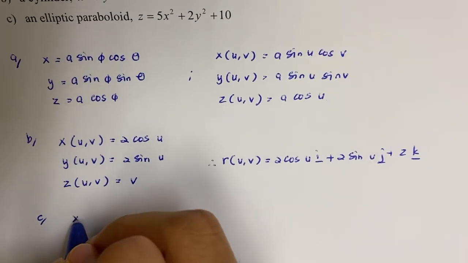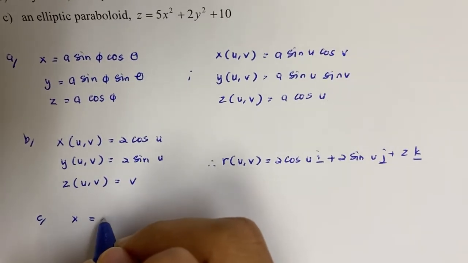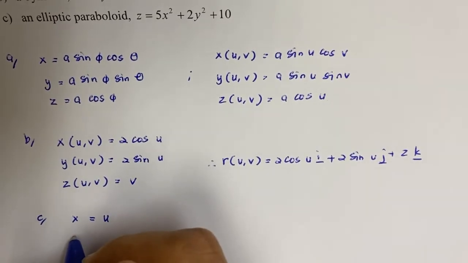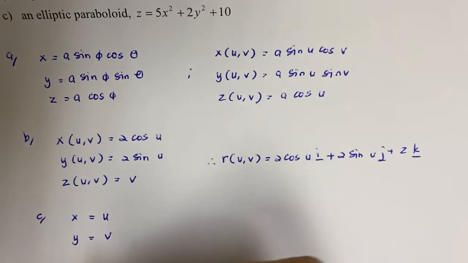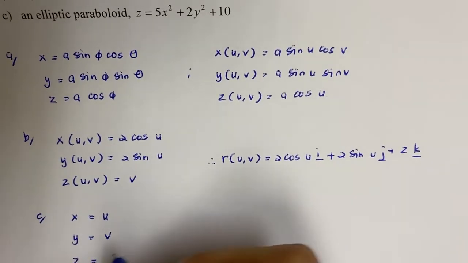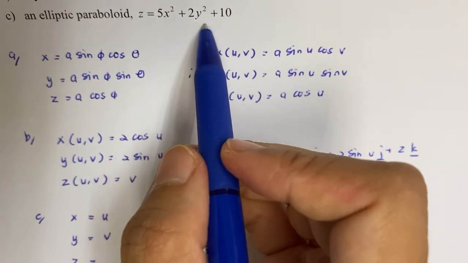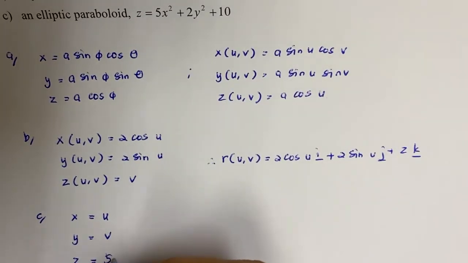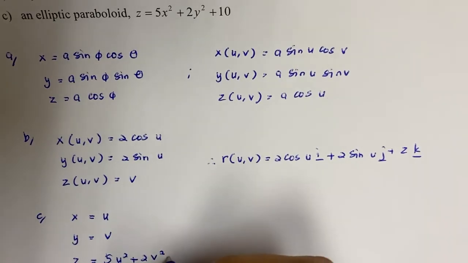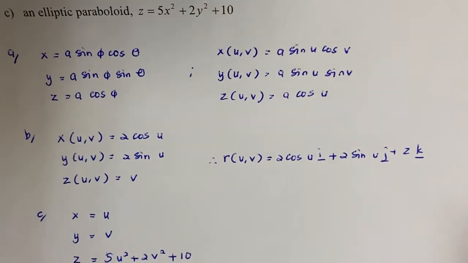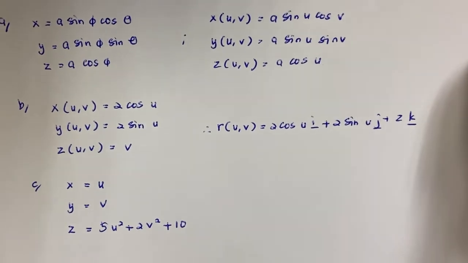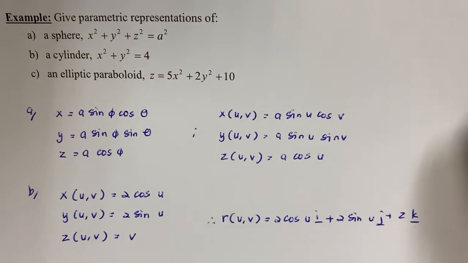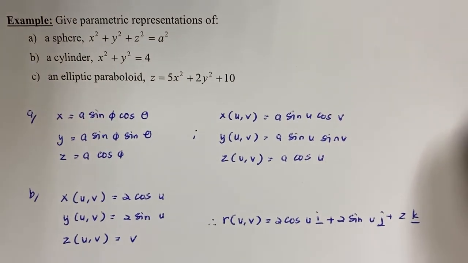For the last example, the elliptic paraboloid z equal to 5x squared plus 2y squared plus 10, we let x equal to u and y equal to v. So our z is now, substituting into x and y, 5u squared plus 2v squared plus 10. These are a few examples of parametric representations that we will use to solve surface integrals.